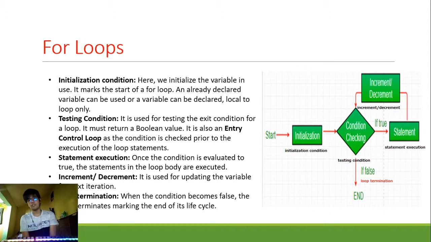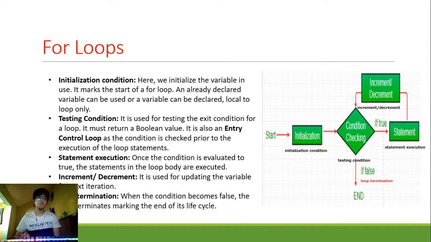It is used for testing the exit condition for a loop. It must return a Boolean value. It is also an exit control loop, as a condition check occurs prior to the execution of the loop statements. Statement execution: once the condition is evaluated to true, the statements in the loop are executed. Increment or decrement: it is used for updating the variable for the next iteration. Loop termination: when the condition becomes false, the loop terminates, marking the end of its life cycle.